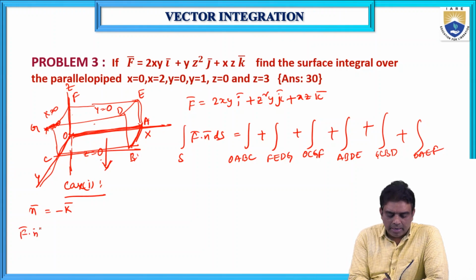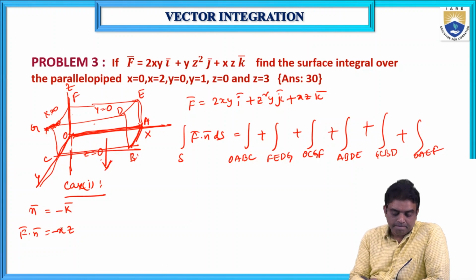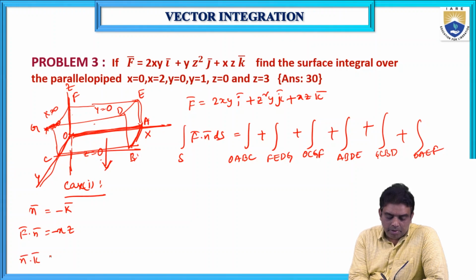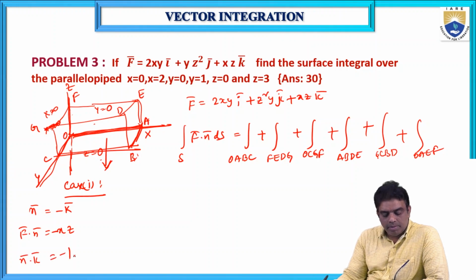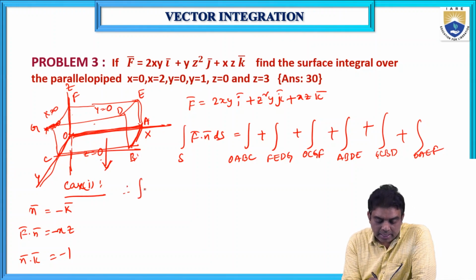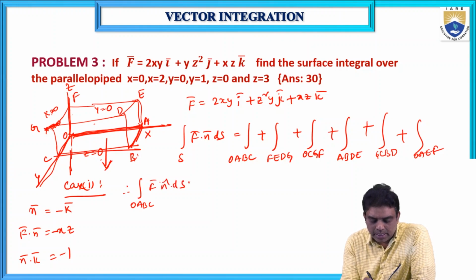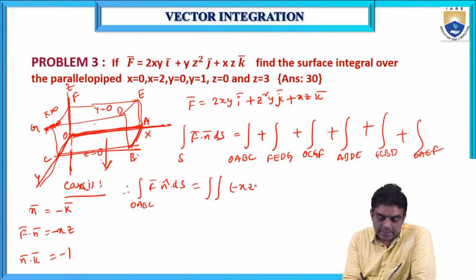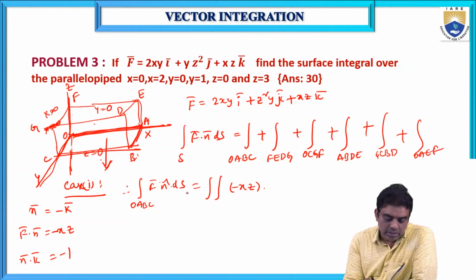Then f bar dot n bar is 0 for the other terms, so you will get minus xz only. F bar dot n bar is minus xz. Now, n bar dot k bar is equal to minus 1, since n bar is the outward normal vector, minus k bar. Therefore, what is the value of the integral? The integral over OABC of f bar dot n cap ds is equal to the double integral of minus xz ds.